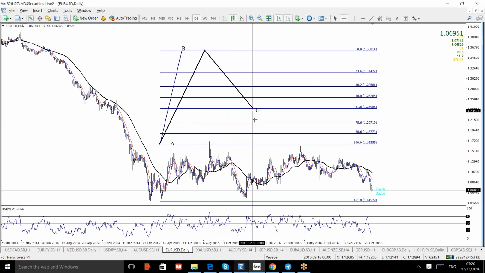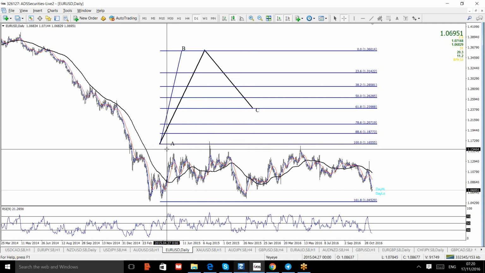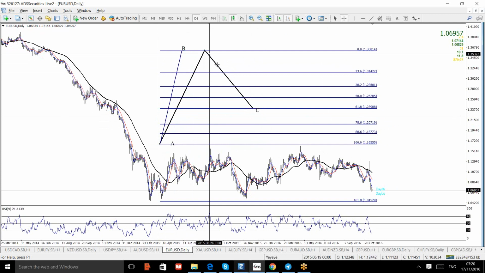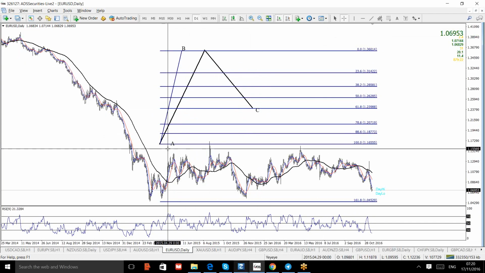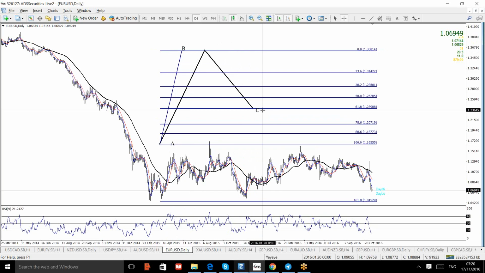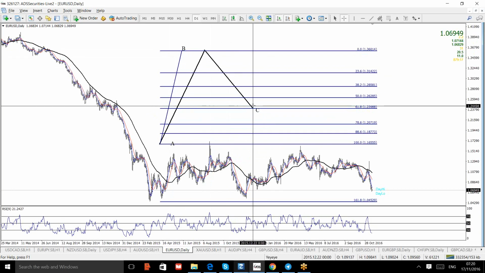A, B, and C. What is A? Well, establish, identify your leg. From where the leg begins is point A. From where the leg ends is your point B. C is your retracement of leg point A and B, guys. Retracement. Remember, C is only valid if it is between A and B. Very important what I'm saying. It can go to 100%. It is valid, guys. It can go to 100%.